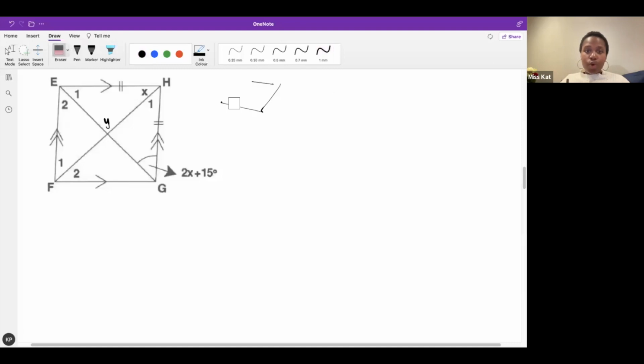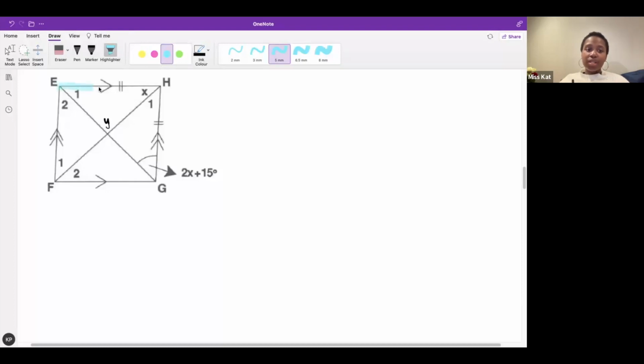But in this case, were we given any 90 degree angles in the interior angles? No. So we can't assume it's a square, which means it has to be a rhombus. Because the main difference between the two is that in a square, our angles at the corner are 90 degrees. That is true, Emmanuel.